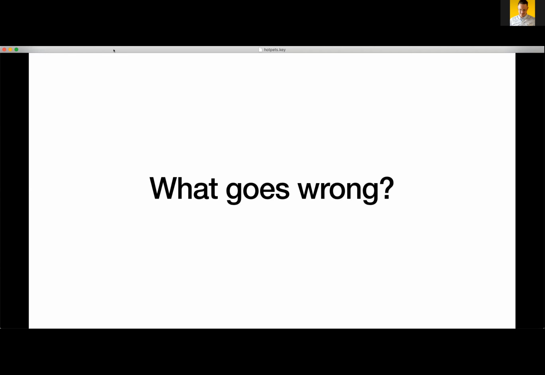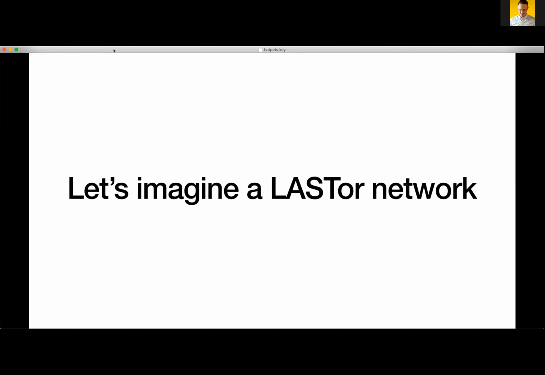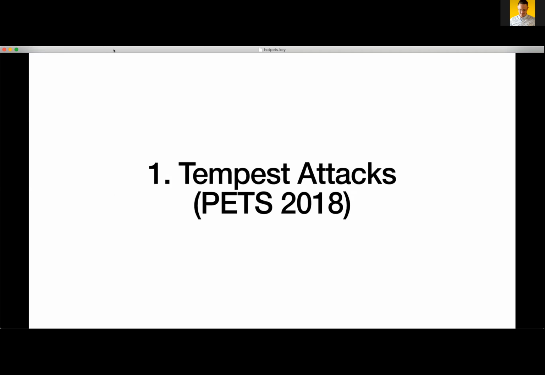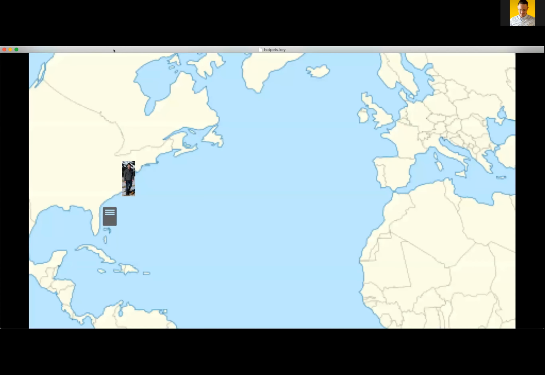So what can go wrong here? I'm going to go through these examples with LastTor, although I'm not trying to pick on LastTor explicitly, as these problems apply to most location-aware path selection algorithms. We'll start with something called a time-based attack, which was presented 2 years ago at PETS. And here's the idea.